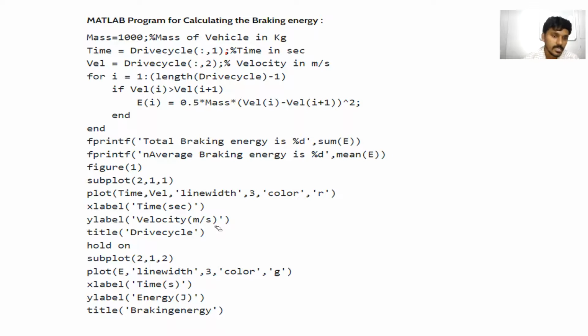Hold on, subplot and plot energy line width. If you want to draw the second plot, check the second graph, for energy. First graph is for time versus velocity, and the second graph is energy versus time. So x label 1 time seconds, y label 1 energy. Here also we are going to check the plot energy versus time. At this time, how much energy is required. Clear? So the second plot represents the energy versus time.